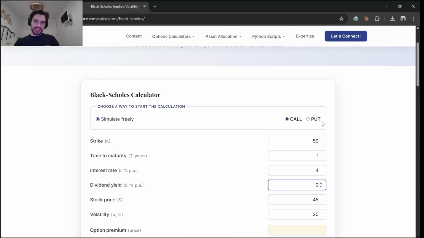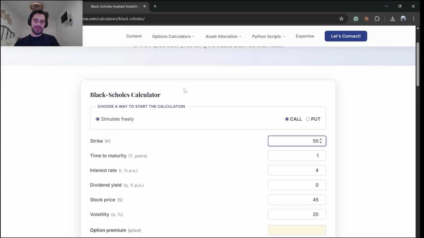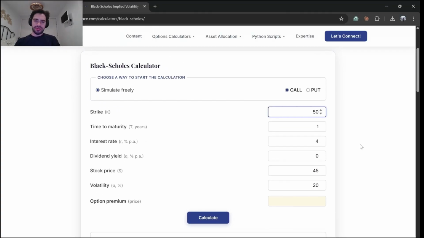And for the last part, this is my website. I made a Black-Scholes implied volatility calculator derived from this Python script. So here you can basically play with all these variables. This is to specify an option. So for example, this is an out of the money call, so it's going to be cheaper. If I have an at the money call, it's going to be more expensive.